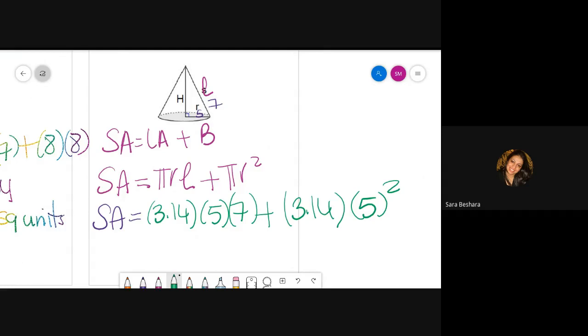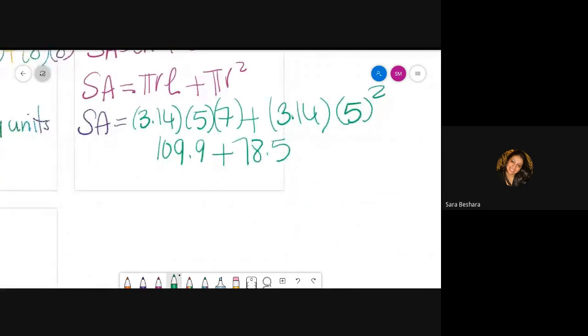Let's do some math. What's 3.14 times 5 times 7? I get 109.9 plus 3.14 times 5 squared. I get 78.5. Let's add. I get 188.4 square units. Okay.